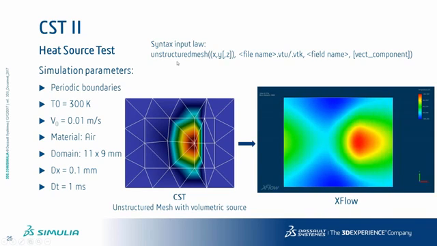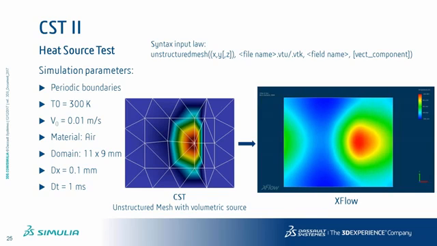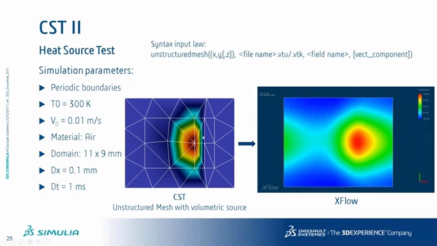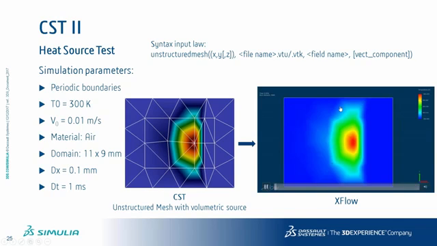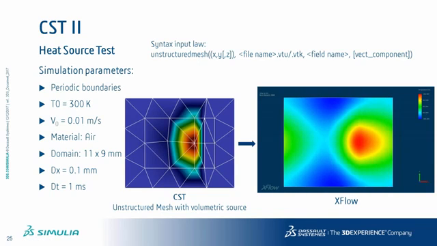So if we use this Unstructured Mesh function, we can read this file name and then use the information as an input for the XFlow simulation. The example we're seeing on this slide is a heat source on an unstructured mesh that you can see on the left-hand side coming from CST, and then we are reading this mesh and this heat source into XFlow, and we are simulating that in a periodic box. You can see that at the beginning we are reading and interpolating the simulation from the unstructured mesh to our lattice, and then we are simulating that in XFlow.